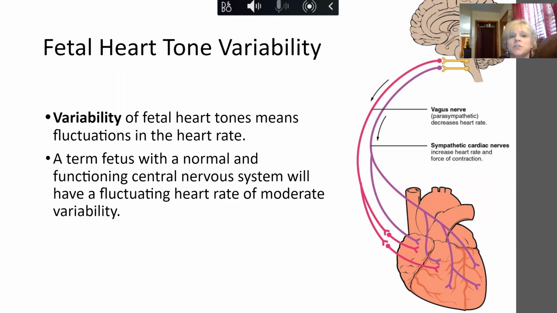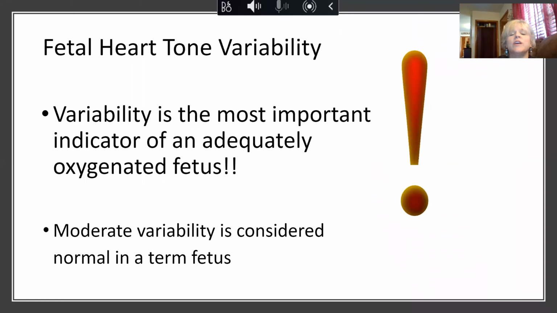And it's the same for a term fetus. So moderate variability is what we call it, and that's considered normal in a term fetus because it shows that the fetus has a normal and functioning central nervous system. Some of the things that will interrupt variability are things like hypoxemia, maternal drug use, pre-existing neurologic problems. All of those things can result in the loss of fetal heart rate variability. So variability is the single most important thing to look at when you're looking at a strip, because it's the indicator of an adequately oxygenated fetus.